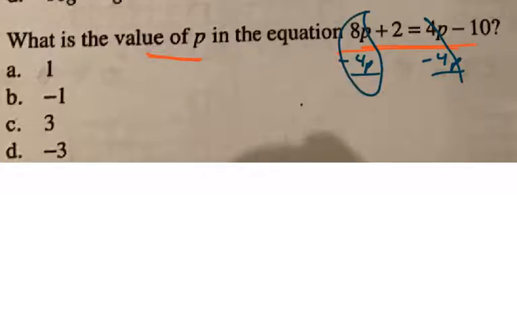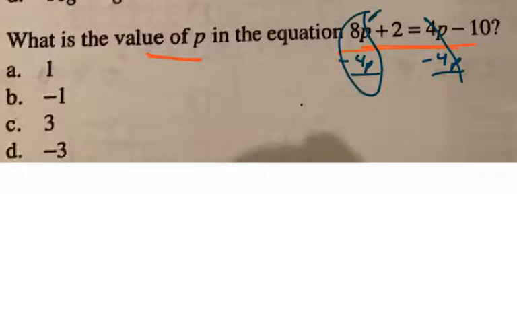Let's get going. So in this one here, they're asking for the value of p in this equation. In other words, I just want you to solve for p. Well, the first thing I'm going to do is minus 4p both sides. My thinking is I'm going to get rid of the p on the right side, and all my p's are going to be on the left side.